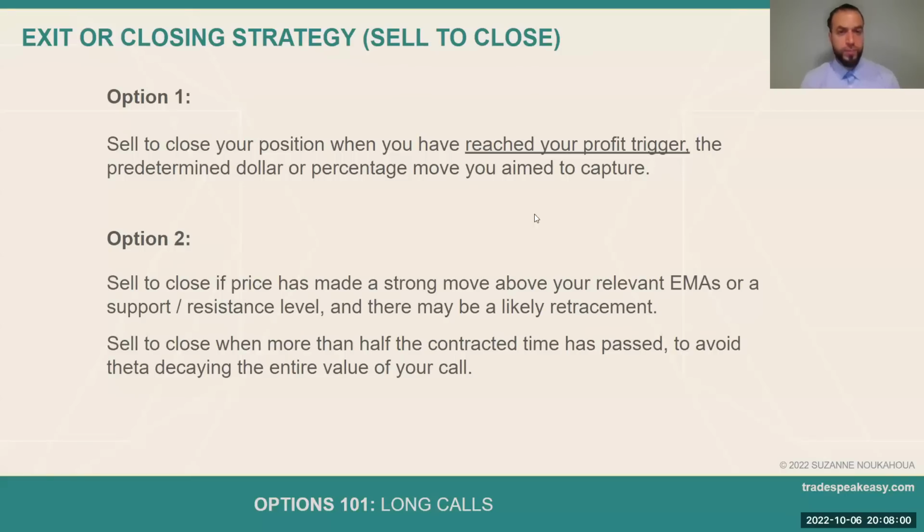Sell to close your position when you have reached your profit trigger, the predetermined dollar or percentage move you aim to capture. One of the fun things about options is that if volatility works in your favor, you can sometimes hit your profit trigger before price actually hits your target. So you look at the cost of your contract, think how much you want to make off of that contract, and set a sell to close limit for that price. Sometimes you'll actually get there, and your contracts will inflate before price even hits that target.